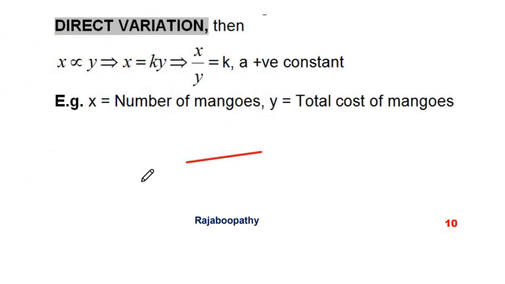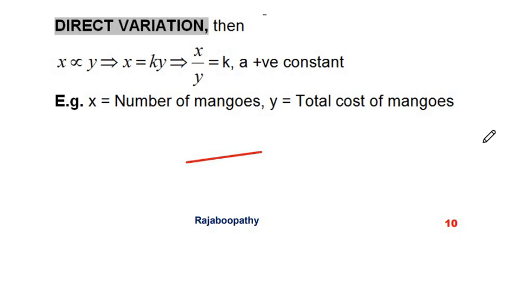So next, very important, is direct variation. In Tamil we call it நேர்மாறல். Because I find some of the students studied in school in Tamil medium, for some important terms I will tell you in Tamil so that you can understand. So direct variation, நேர்மாறல். Those who studied in Tamil medium will recollect நேர்மாறல்.